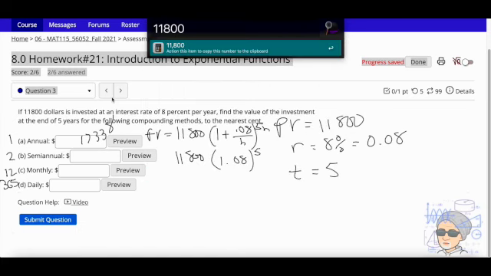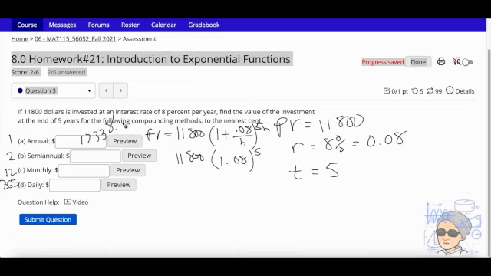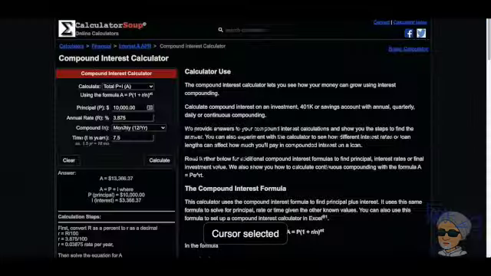11,800 parentheses times 1.08 raised to the power of 5, that gives 17,338 and 7 cents. Okay, so that's what we're going to put here. Now let's compare it to the website that I just gave you a second ago. Let's see what happens here.